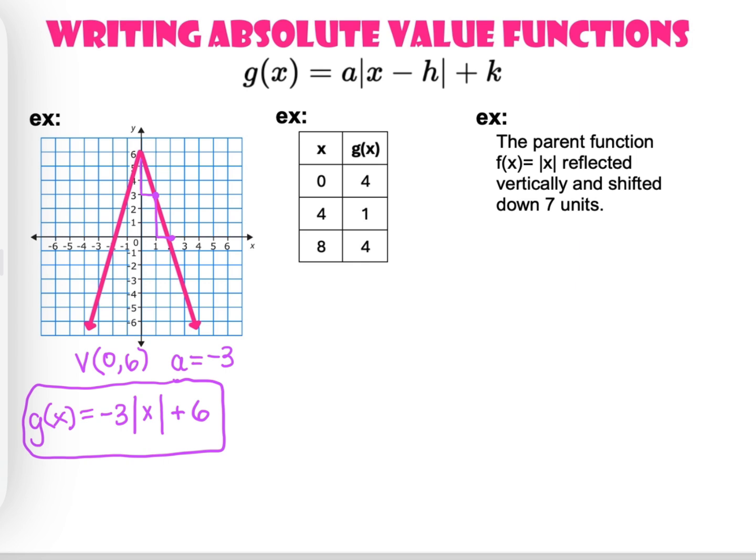It might get a little trickier if I gave you a table. It might be just a good idea to throw those on a graph. So we've got a point at 0, 4, a point at 4, 1, and a point at 8, 4, if you can sort of picture that. So I'm thinking this looks like it must be my vertex. So we've got a vertex at 4, 1.